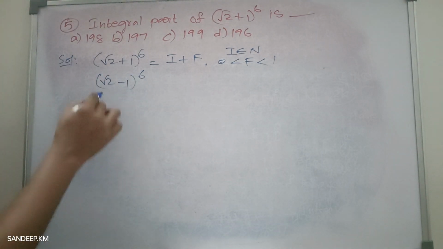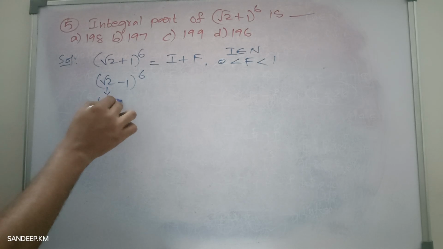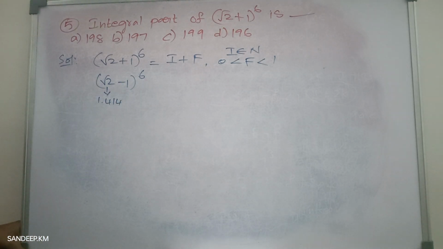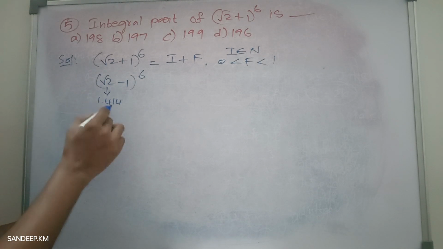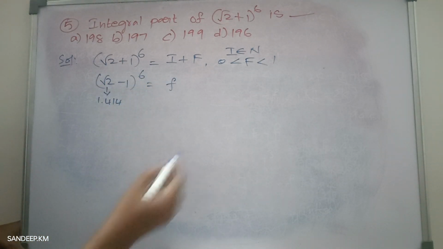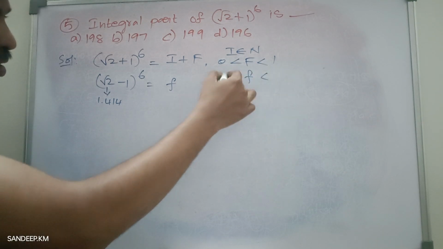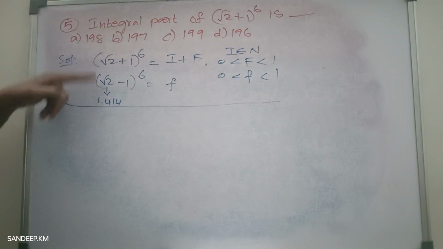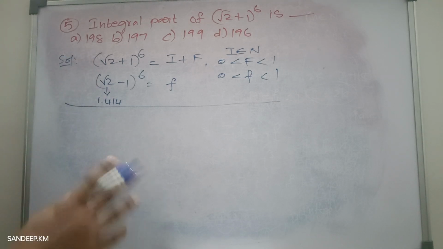So if you observe, root 2 is approximately 1.414. 1.414 minus 1 is 0.414, which is a proper fraction. 0.414 whole power 6 is also some fraction between 0 and 1. Now we have to decide whether I have to add these two expansions or subtract. You can check with both.